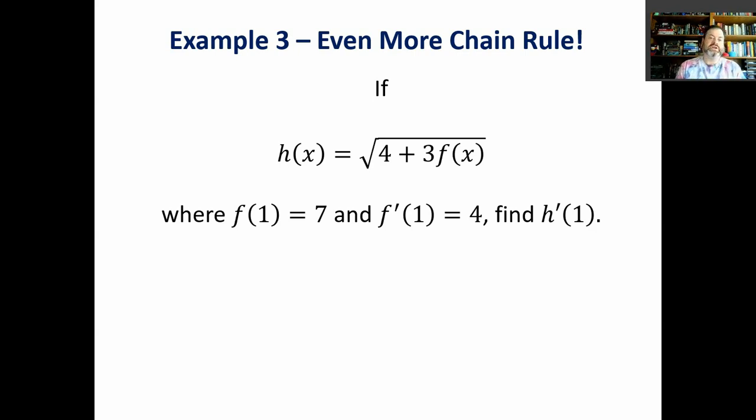So if we have a function h of x, and it's square root of 4 plus 3f of x. So you can see that f of x is just some inside function. And let's say we know f of 1 is 7. We know f prime of 1 is 4. Can we find h prime of 1? So it turns out that if you know the function and its derivative at a point, even if you don't know what the function is, this composite function, you can find its derivative.